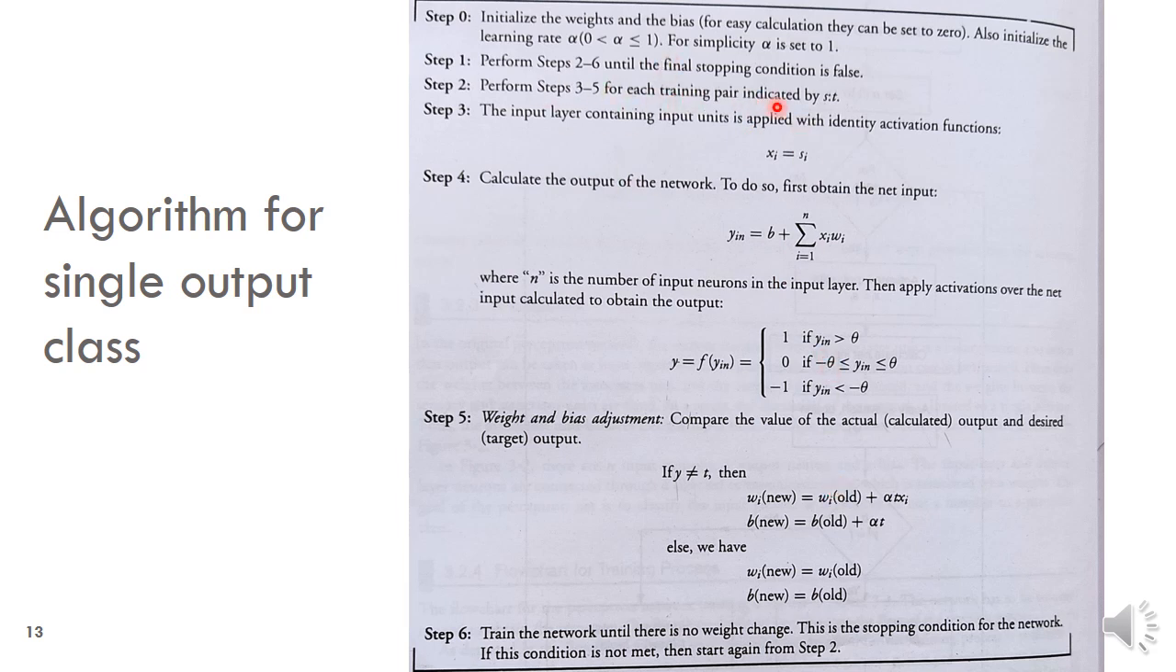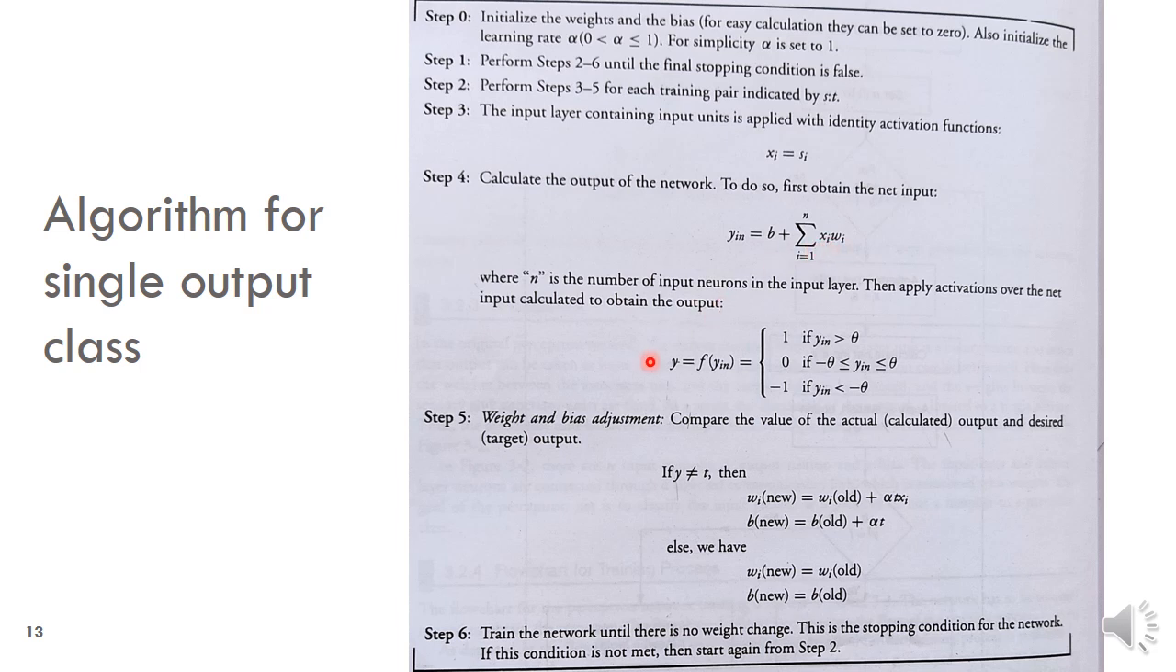For each training pair indicated by s colon t, we have to first apply the input layer containing input units with the identity activation functions, that is x_i is equal to s_i. Using the identity activation function, I apply the training input s_i to the x_i value, then I calculate the output of the network. To calculate the output of the network, we use the formula y_in is equal to b plus sigma over i of x_i w_i, where b is the bias value. If bias value is there, then that value should also be included for calculating the net input. And this is the product of the input activations and the weight value.